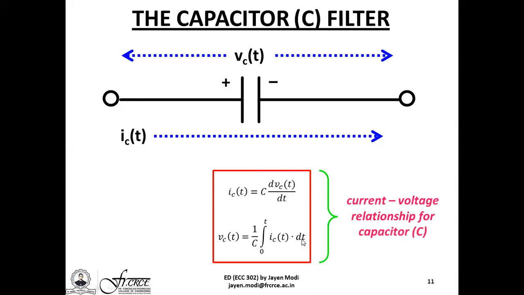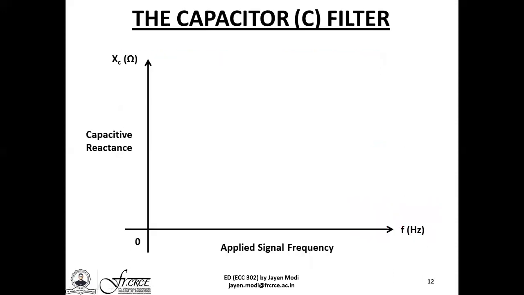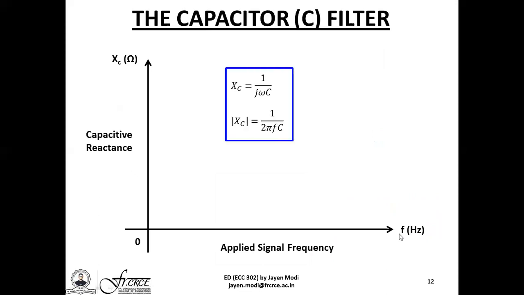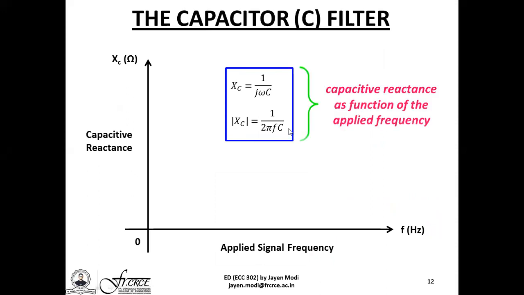The second important equation will be the capacitive reactance Xc, plotted as a function of the frequency f. We are all very familiar with this equation. Xc is equal to 1 upon j omega C, or if we take the modulus, we get modulus of Xc is equal to 1 upon 2 pi fC. This is nothing but the capacitive reactance as a function of the applied signal frequency across the capacitor.